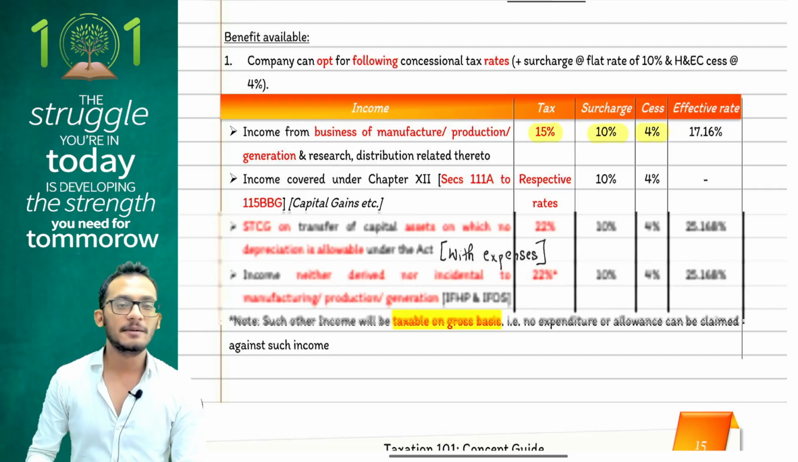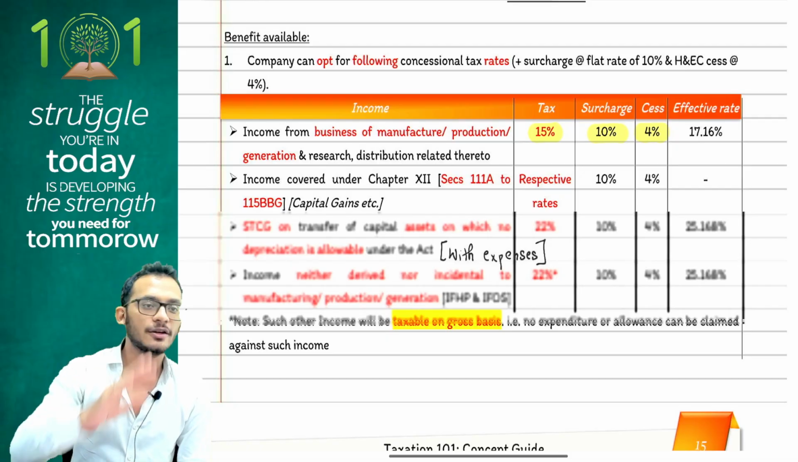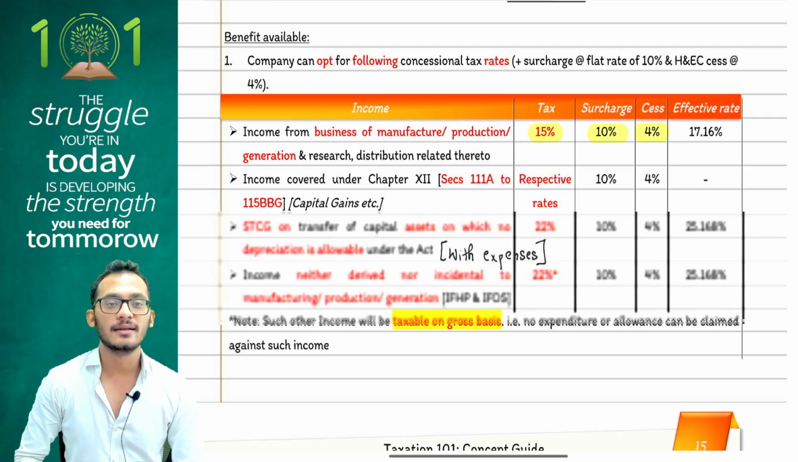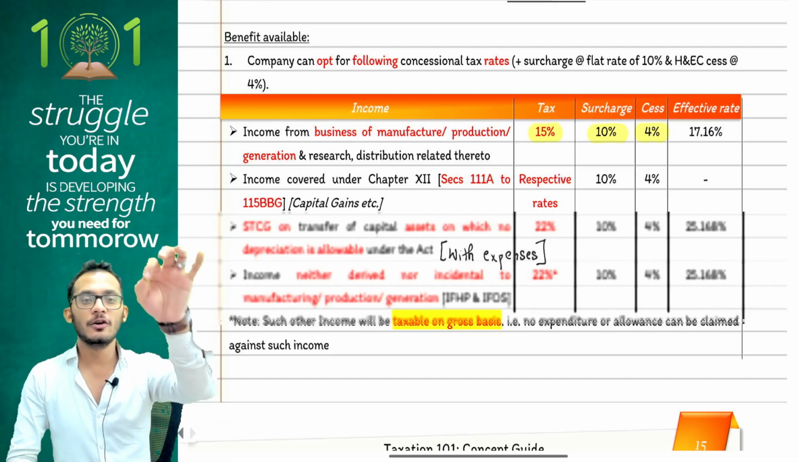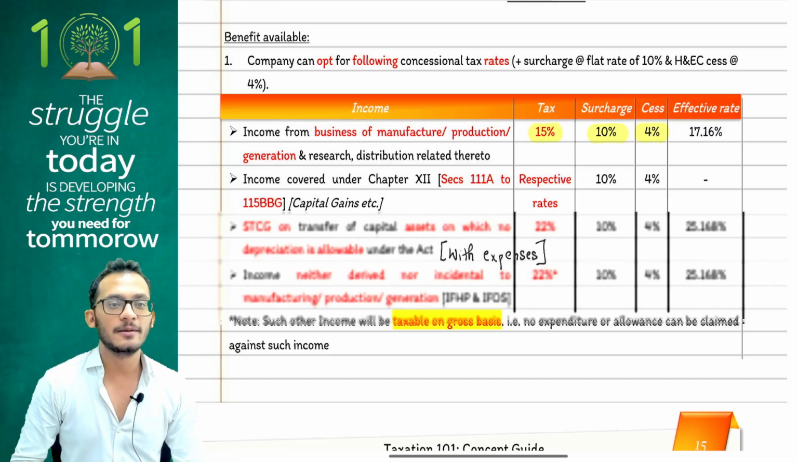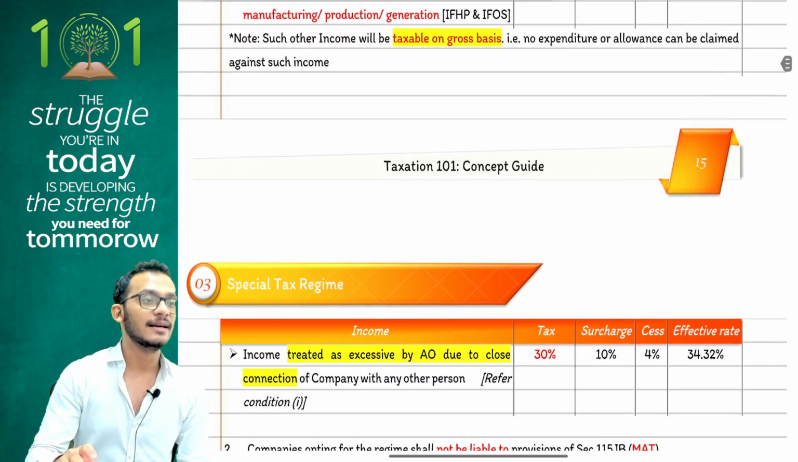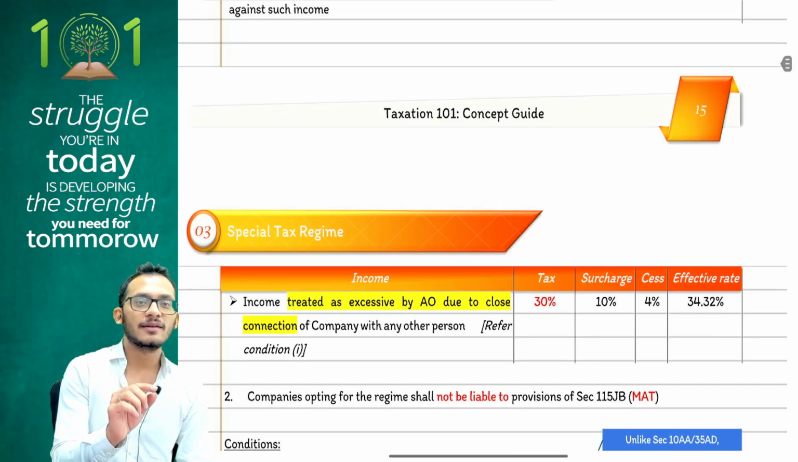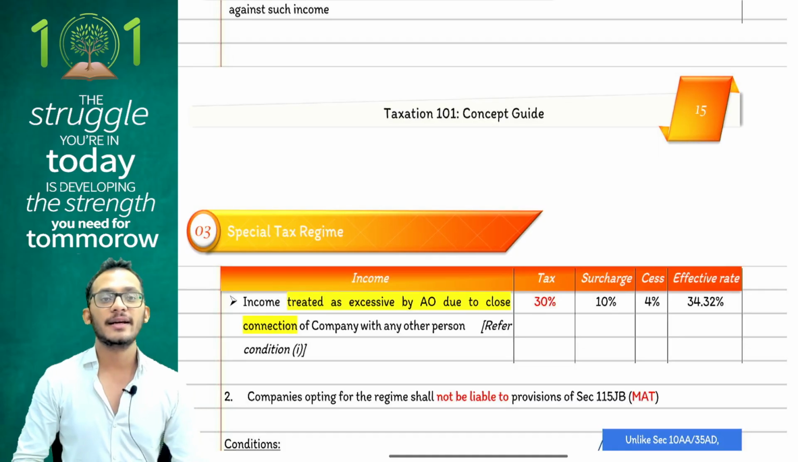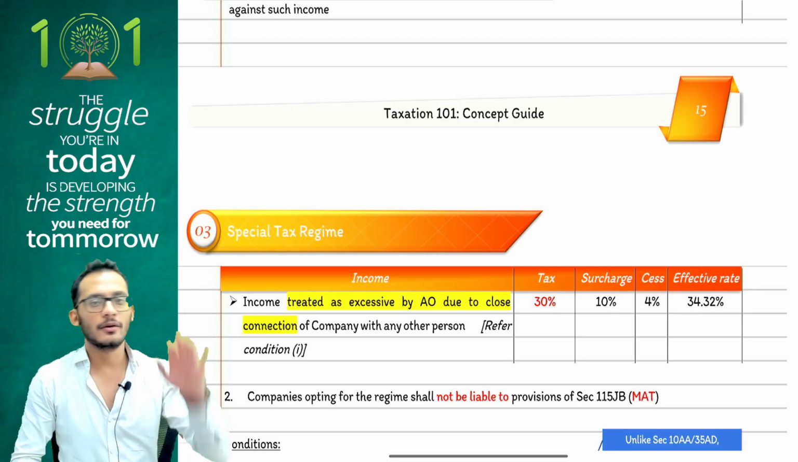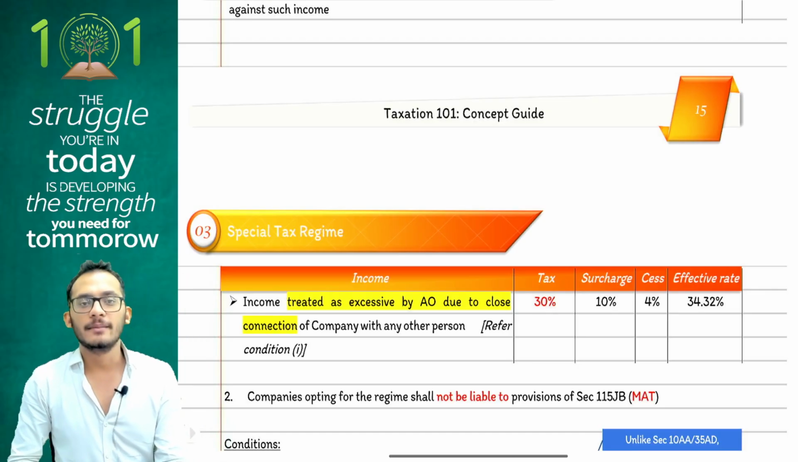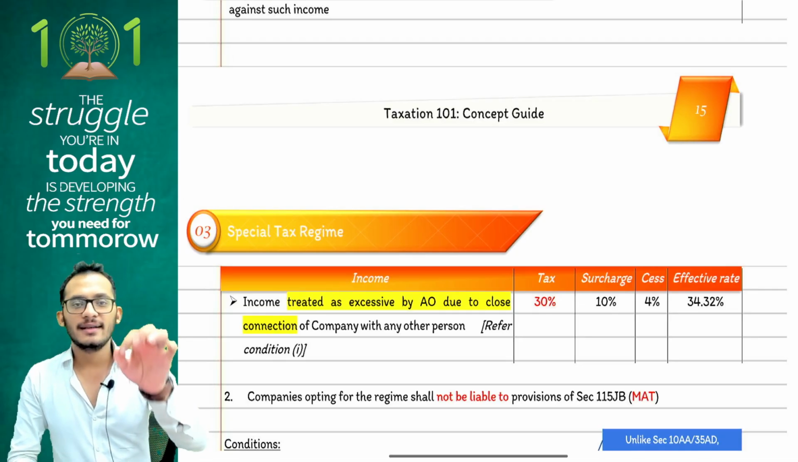In 115BAB, people, the condition is you should only be into manufacturing operations. You should not do any other activities which are not incidental to the manufacturing operations. Correct? We also discussed that if you have any unreasonable profits because of a TP adjustment, where you have done transactions with your closely connected parties and made more than reasonable profits, the excess profit will be taxable at the rate of 30 plus 10 plus 4. That is what the rates are going to be for 115BAB. Clear, not clear? Yes.